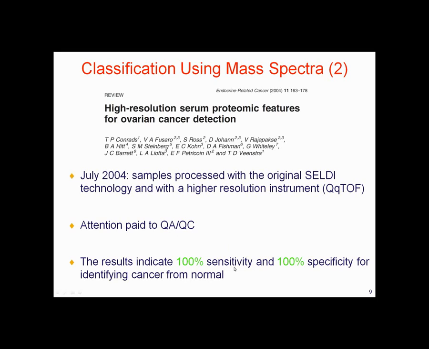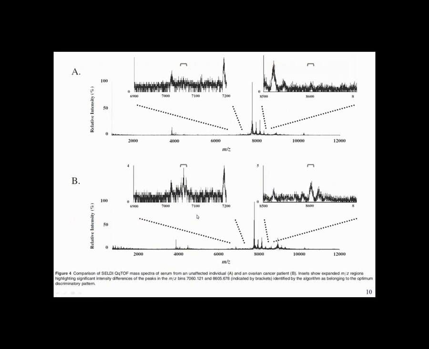Essentially, they found that they had achieved 100% sensitivity and 100% specificity for identifying cancer from normal. Now, of course, you cannot do better than that. 100% is the maximum, okay? Now, you see here two spectra. One spectrum is from the healthy individual and the other one is from the cancer individual. You have the spectrum for the normal and the spectrum for the cancerous sample.